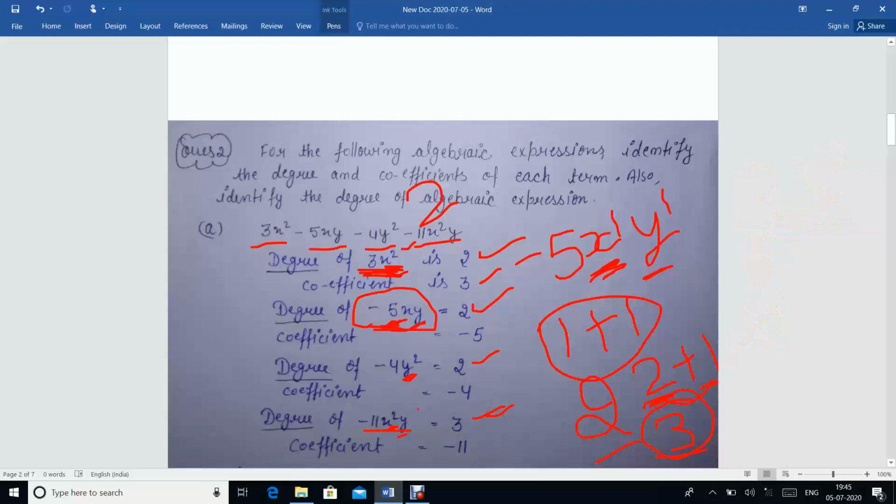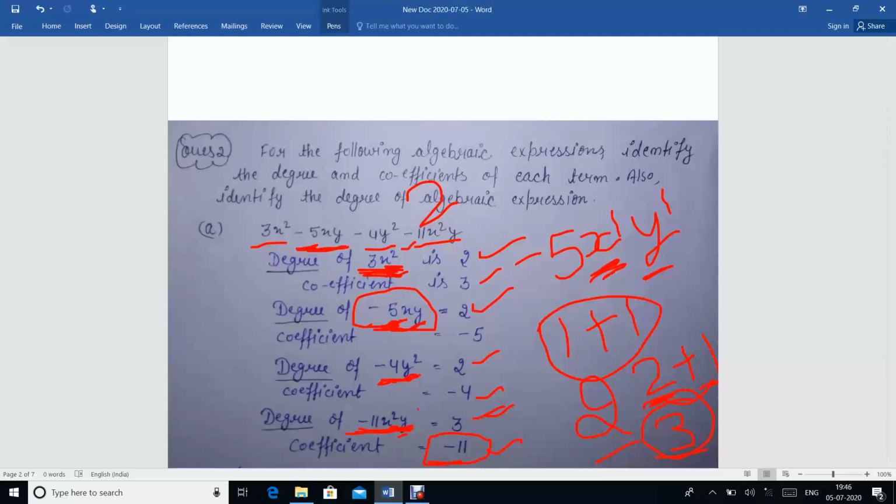This 5 comes with the negative sign, because in the term the negative sign is also given before 5xy. The next is minus 4y square. Minus 4 is the numeric coefficient, so minus 4 will be the coefficient of the term minus 4y square. Similarly, in the term minus 11x square y, minus 11 is the numeric coefficient. So minus 11 will be the coefficient of the term minus 11x square y.